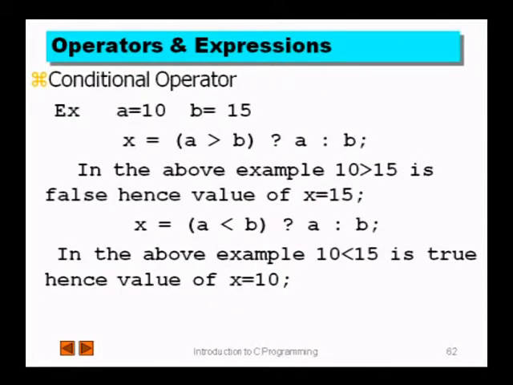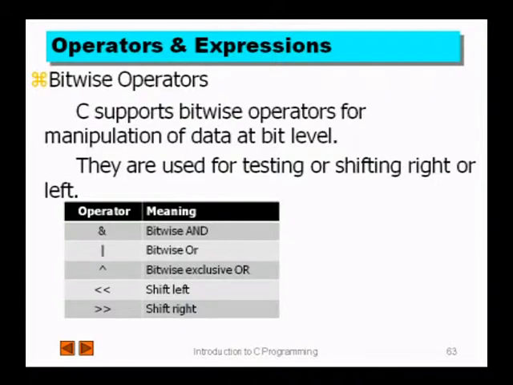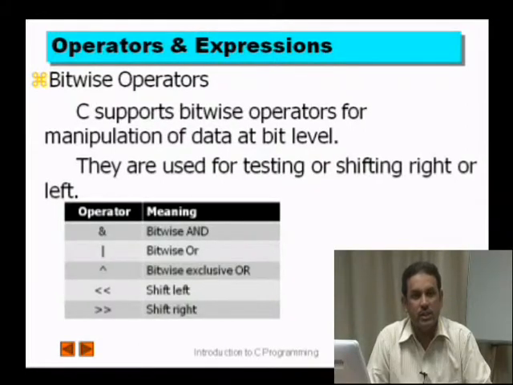So, next, the next type of operator is your bitwise operator. What are bitwise operators? Bitwise operators are for manipulation of data at bit level. As you know, for storing a data it is going to take 1 byte. What is 1 byte? 1 byte is equal to 8 bits. Your ASCII code is a 7 bit ASCII code, but we are using 8 bits for storing a data. So, 8 bits are there.